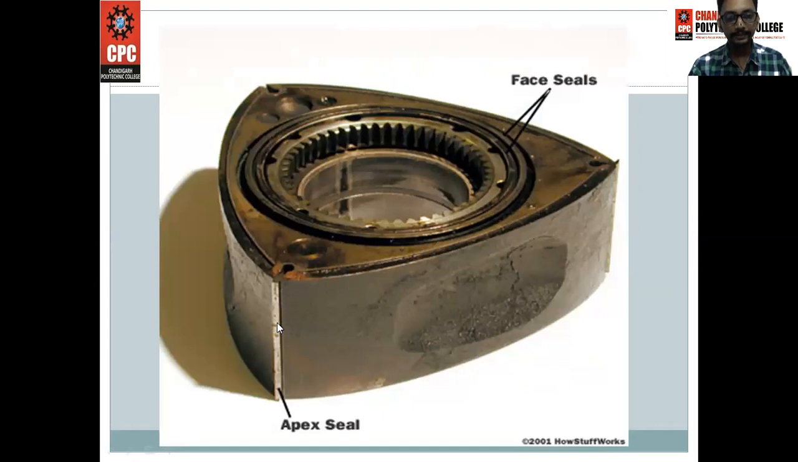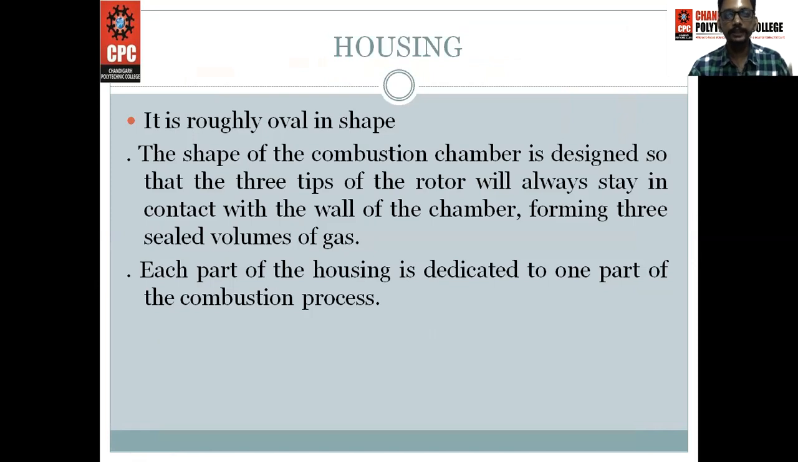This is an apex seal, which seals and joins the three sides of the rotor with each other. Face seals are also available in the rotor, right? This is the diagram of a rotor, and the second part is a housing, which is another part of a Wankel engine. It is roughly oval in shape.